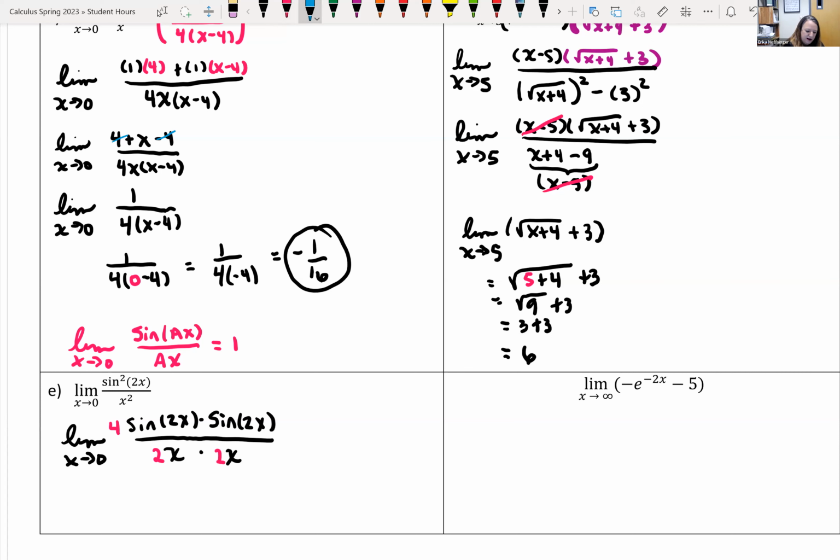And so now we can break this up, if it helps you, as 2 separate fractions multiplying together. And now as we look at the limit as x is approaching 0, that sine of 2x over 2x goes to 1. This one goes to 1. So all we're left with here is 4 times 1 times 1, which is equal to 4.